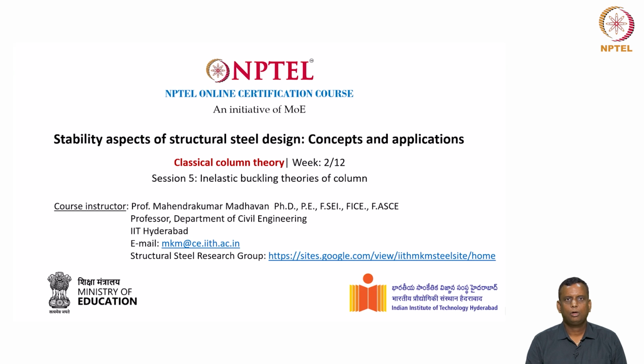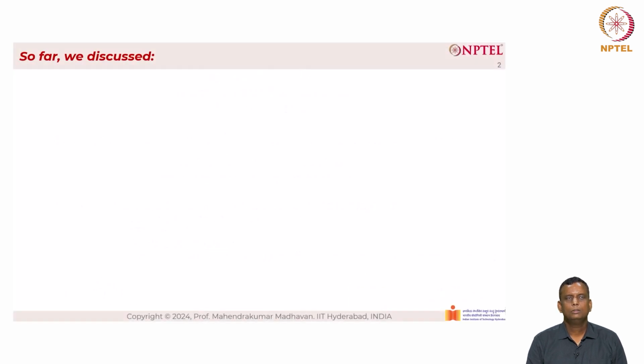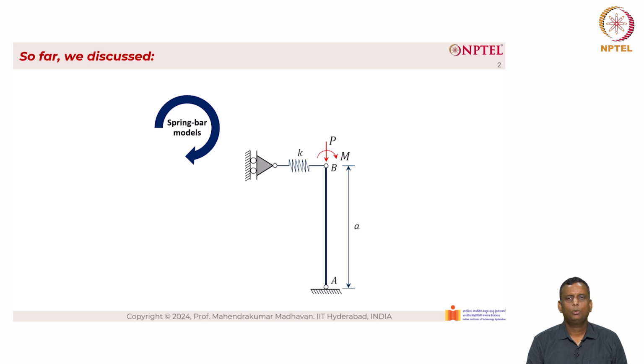In this class, we will talk about inelastic buckling theories of column. So far, we have discussed spring bar models. As you can see from the right side, the member was considered rigid. The solution was based on a set of algebraic equations.